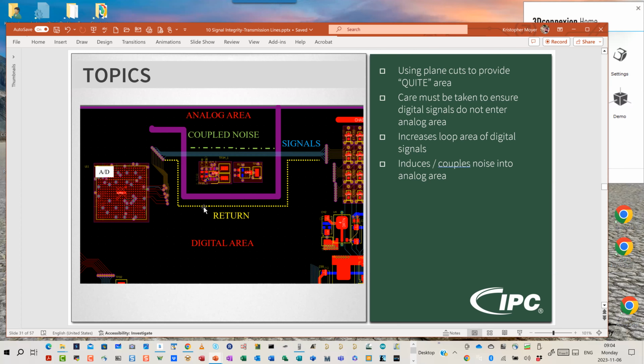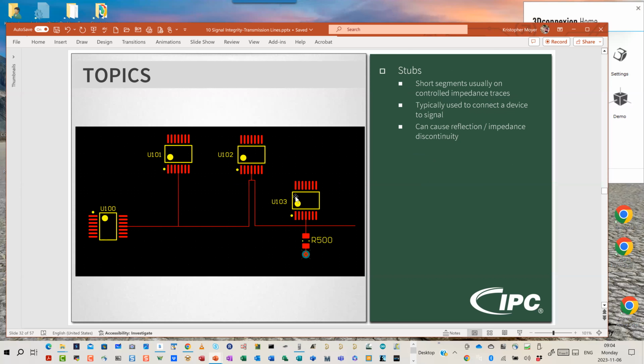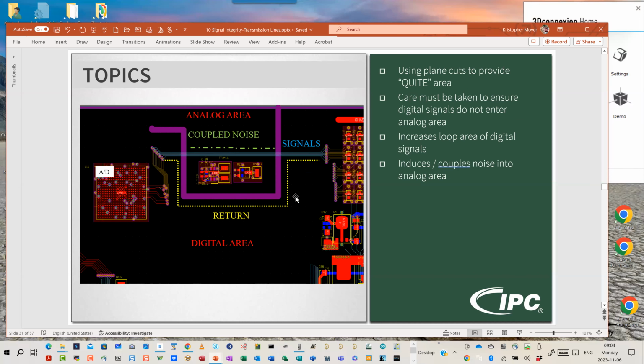So not only am I creating this large radiating surface right here, but I'm also now coupling that noise into this quiet area here by making this much larger H field area by causing it to loop all the way down to here. So this is one of the problems we're going to have with these kind of split boundaries. So care must be taken to ensure that digital signals do not enter our sensitive analog areas. If we do this, it'll increase the loop area of the digital signal and induce or couple noise into the analog area. Okay, we'll come back after break and talk about stubs.